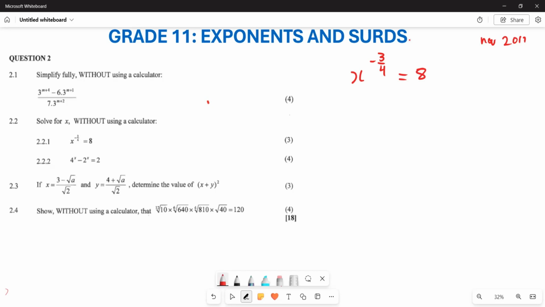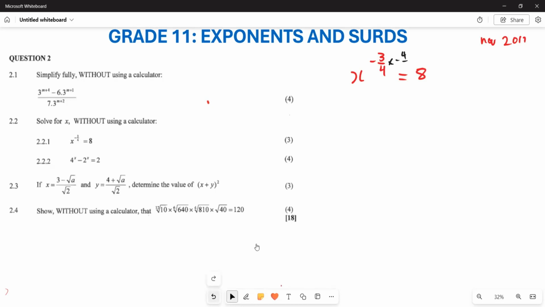The easier thing that you can do from here is to firstly express this. You can multiply this side by negative 4 over 3. And similarly, on this side, you can multiply by negative 4 over 3.